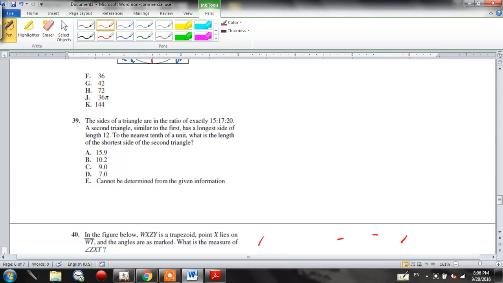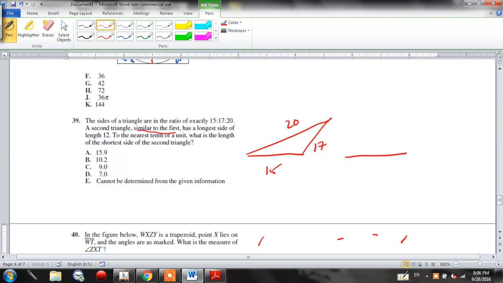39. The sides of a triangle are in the ratio exactly of this. A second triangle is similar to the first triangle. So we have one triangle, we'll just draw this out. This is 15, 17, 20. That's the ratio.